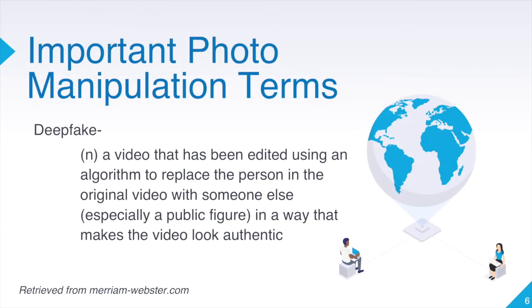The last term, this one's a little bit newer, so you might have not heard it before. It's the word deepfake. This is a noun. It's a video that has been edited using an algorithm, so AI software, to replace the person in the original video with someone else, especially a public figure, in a way that makes the video look authentic. So this is a new technology that's out there that people use in general to create fake videos of celebrities or politicians saying things that they never actually said.